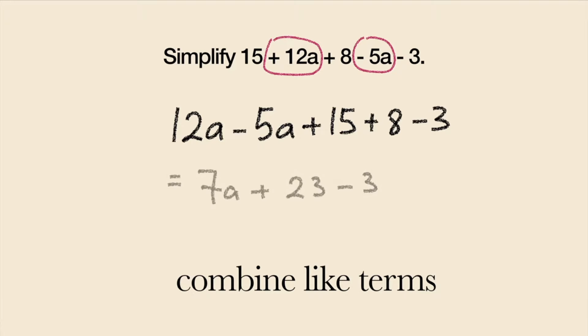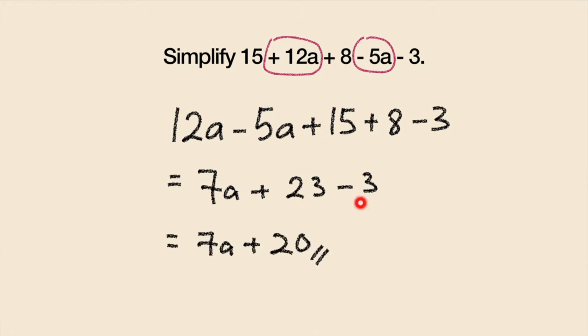So 12a minus 5a gets us 7a. 15 plus 8 gets us 23. And then 23 minus 3 gets us 20. So from 5 terms to 2.